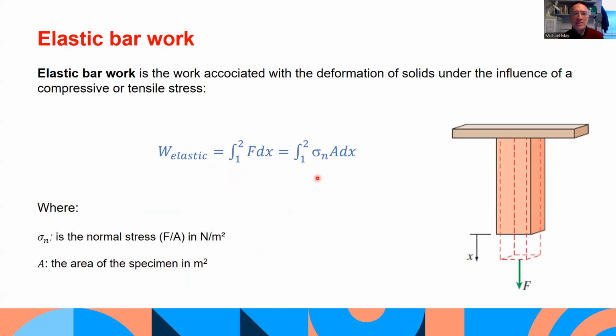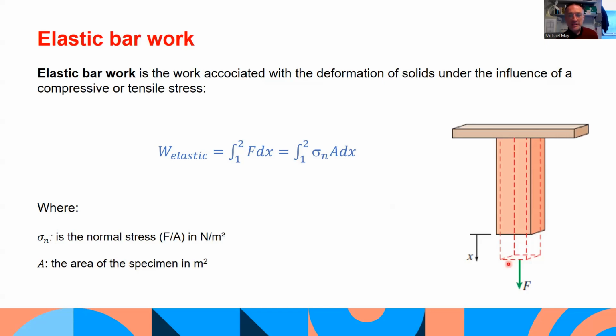Elastic bar work is the work associated with the deformation of solids under the influence of compressive or tensile stress. So we put a load on this solid bar here. The distance that it's displaced, we can get the work done during the displacement.